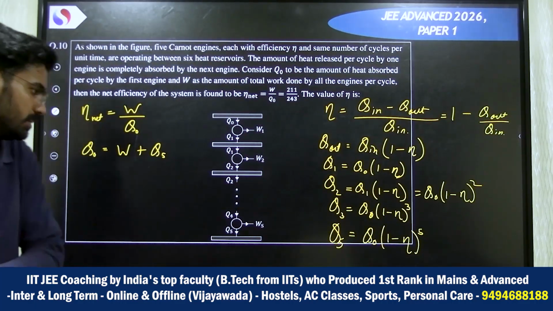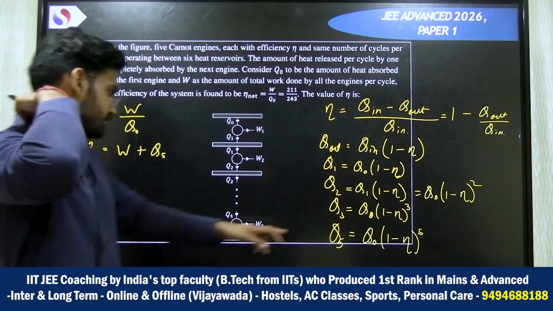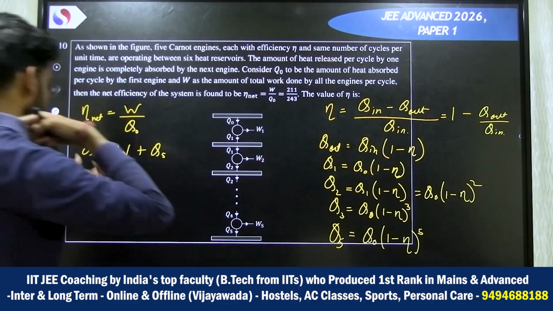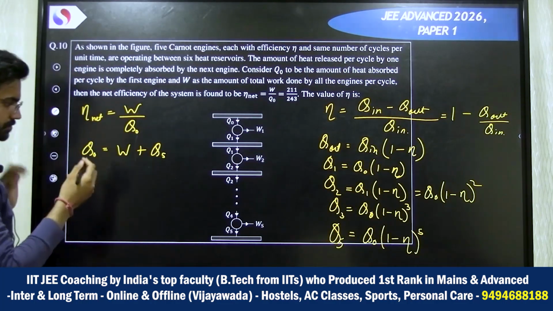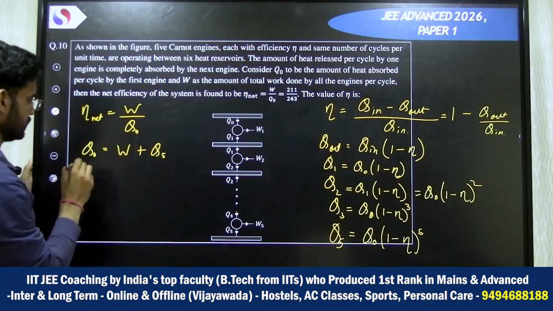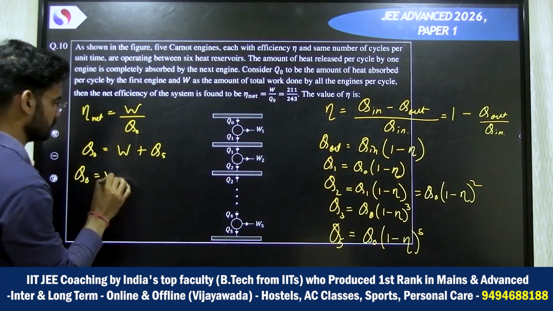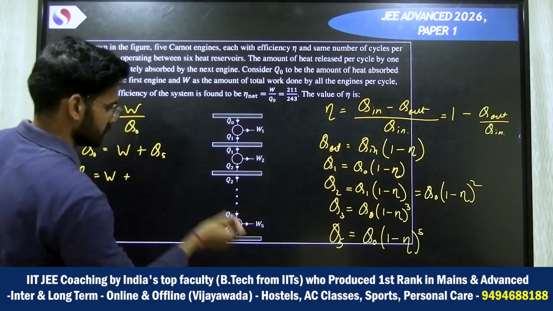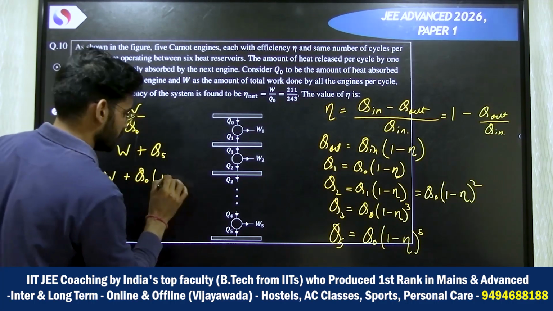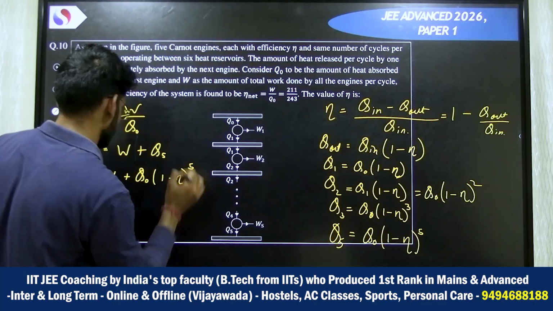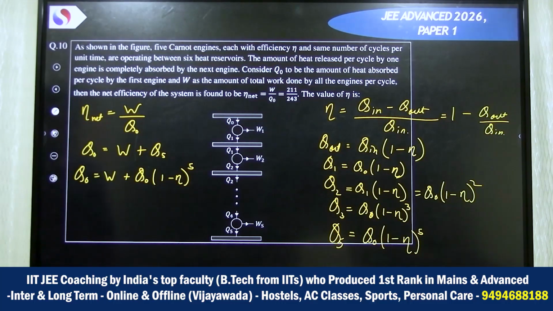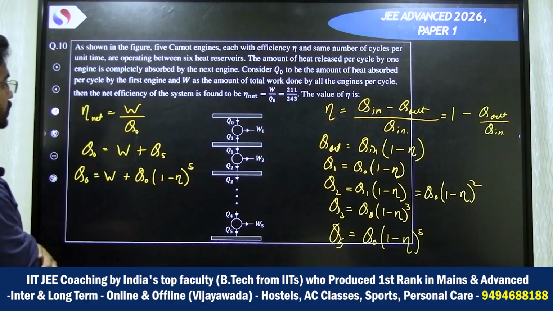Q4 I didn't write in the middle. So Q5 I brought in terms of Q0. That's what I wanted here. So that's it. My final answer is from here only. So Q0 is equal to work done plus Q5. Q5 is Q0 into 1 minus eta to the power 5. Okay, so now what you do is that work done by Q0 is given.